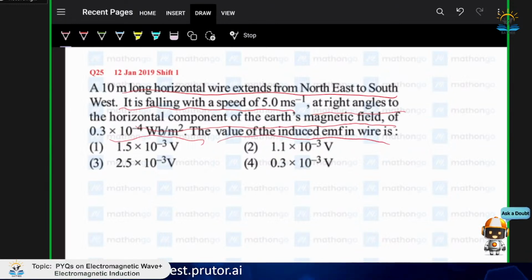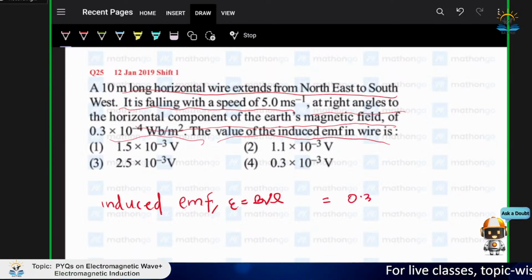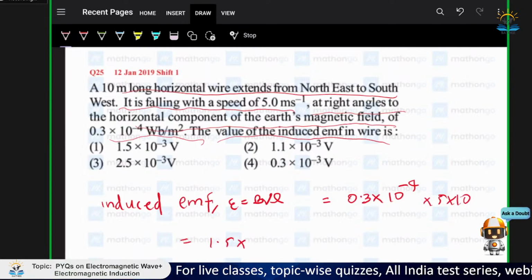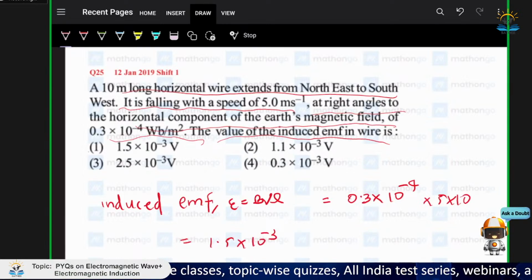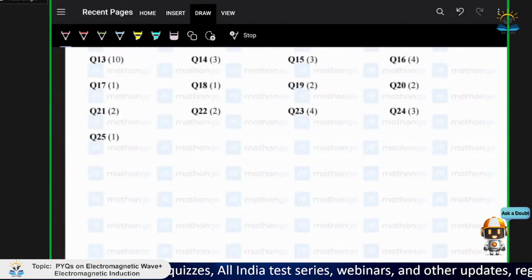Induced EMF is equal to BVL, correct, which is 0.3 into 10 raised to minus 4 into 5 into 10. So this will be 1.5 into 10 raised to minus 3. That is option 1 will be the correct answer. Easy, yes.